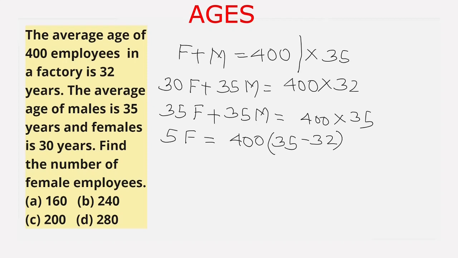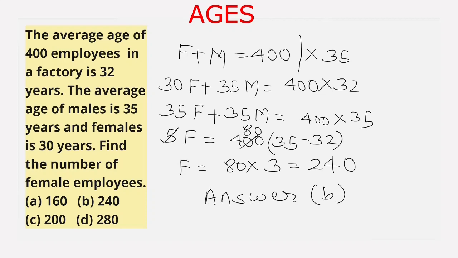We take 400 common from 400 multiplied by 35 and 400 multiplied by 32. So this 5 cancels 400 for 80 times. The number of females comes out to be 35 minus 32 is 3, and 80 multiplied by 3 equals 240. Thus the number of females in the factory was 240. And from the given options, our answer is option B, 240.